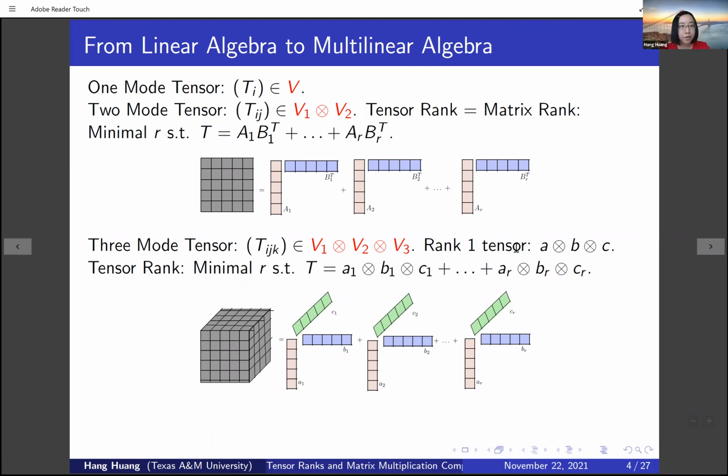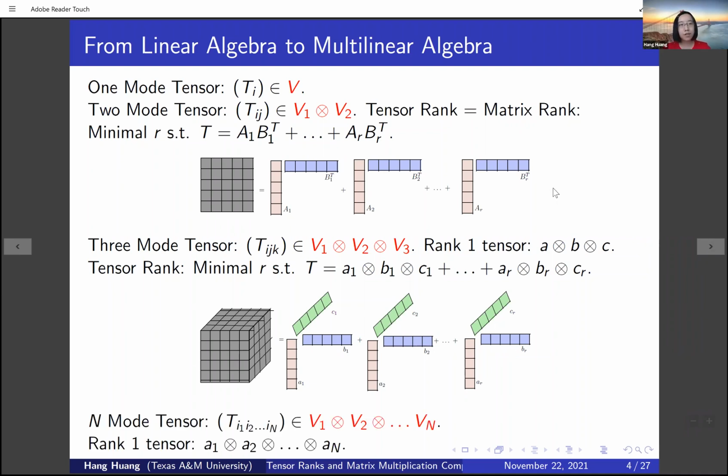For a rank 1 tensor, this just means that you pick a vector for each of the modes, and then you tensor them together. As the picture shows, you pick vectors A1, B1, and C1. Now you can multiply their entries in different positions and form a 3-dimensional array of numbers. And the tensor rank, similarly, is the smallest R such that you can decompose your tensor into a sum of rank 1 tensors. And for higher-mode tensors, it will be similar to the 3-mode case.